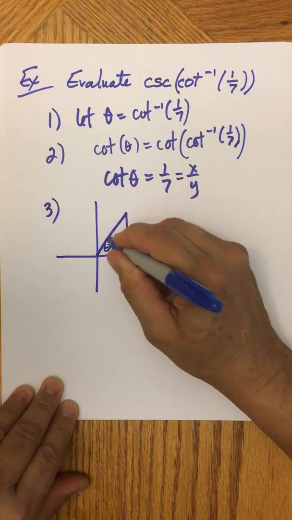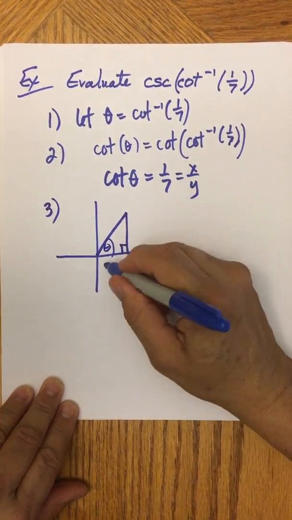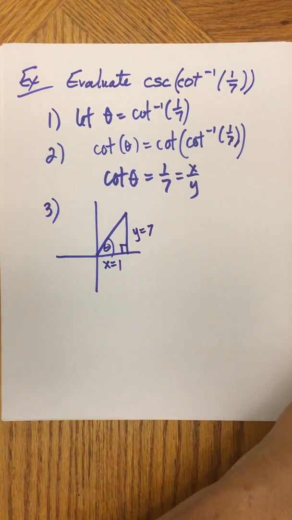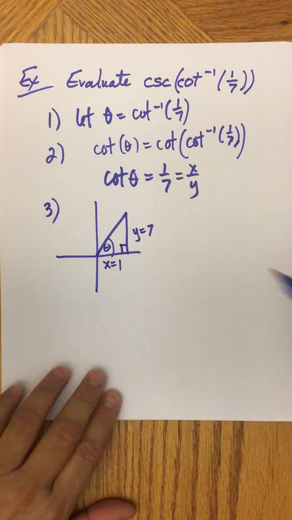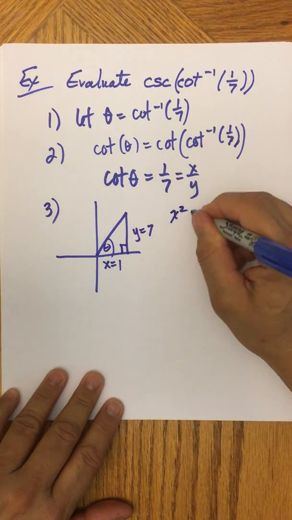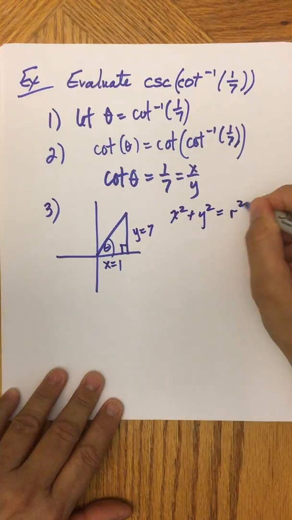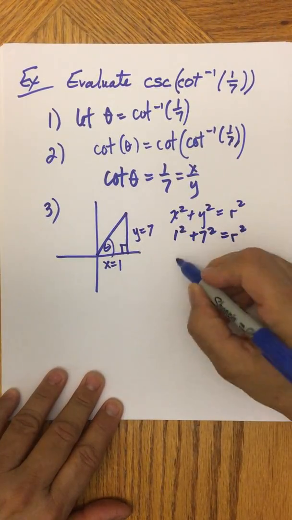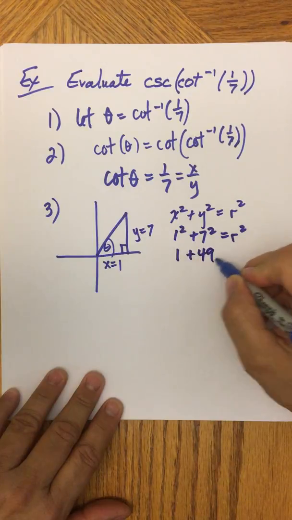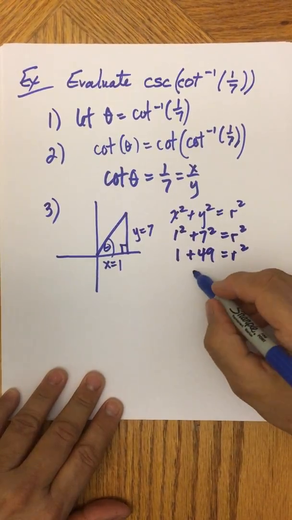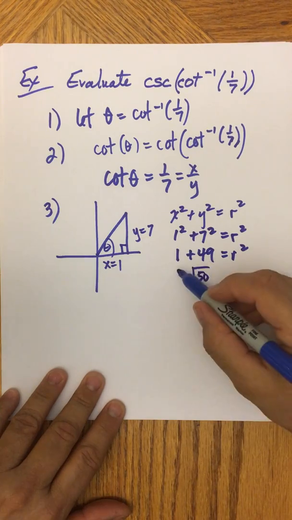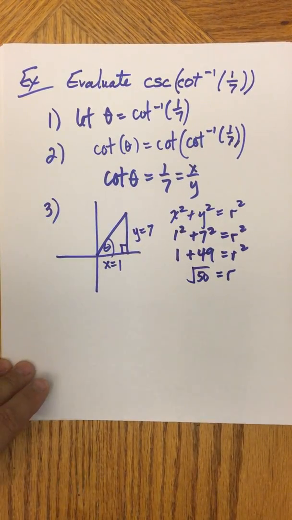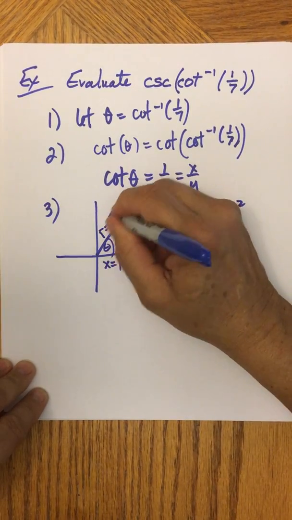So here's some angle theta. And I know the x is 1 and the y is 7. So now I can use the Pythagorean theorem. X squared plus y squared equals r squared. So 1 squared plus 7 squared is r squared. So you have 1 plus 49. And so you're taking the square root of 50. Now normally this would be plus or minus, but I know that r is positive. It's the radius, so it's going to be positive. So I have r is square root of 50.